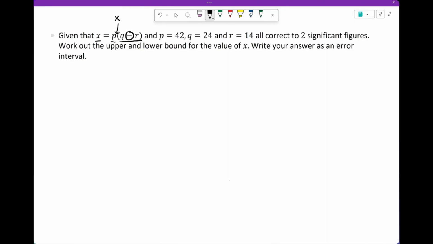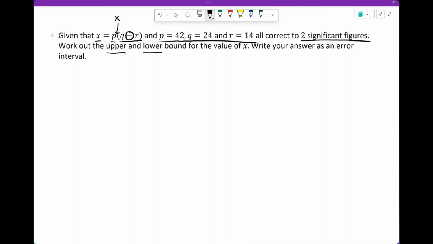And then we're told the values for p, q, and r, and they're all correct to two significant figures. So they're all the result of rounding. So that's the hint that it's a bounds question. We need to work out the upper and lower bound for the value of x, and we need to write our answer as an error interval.